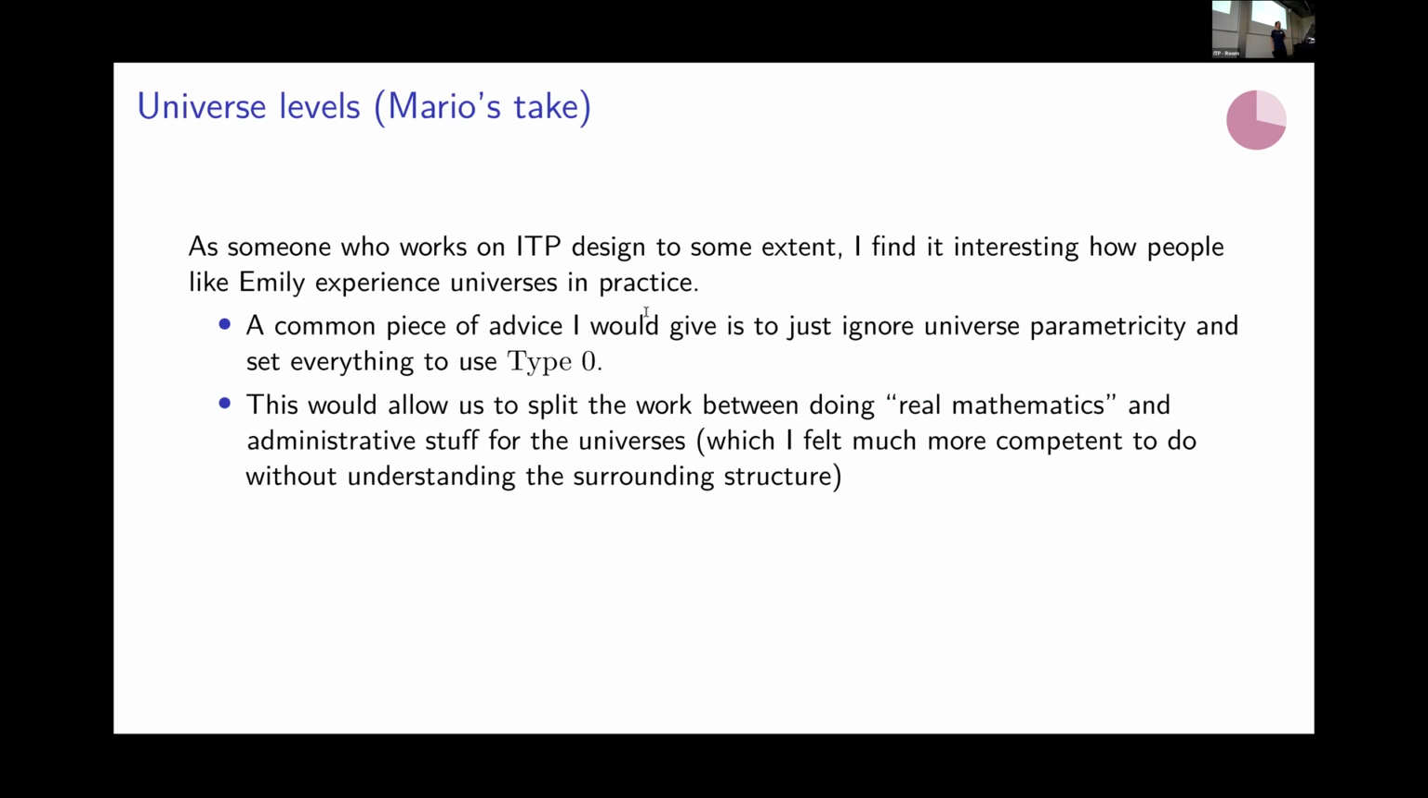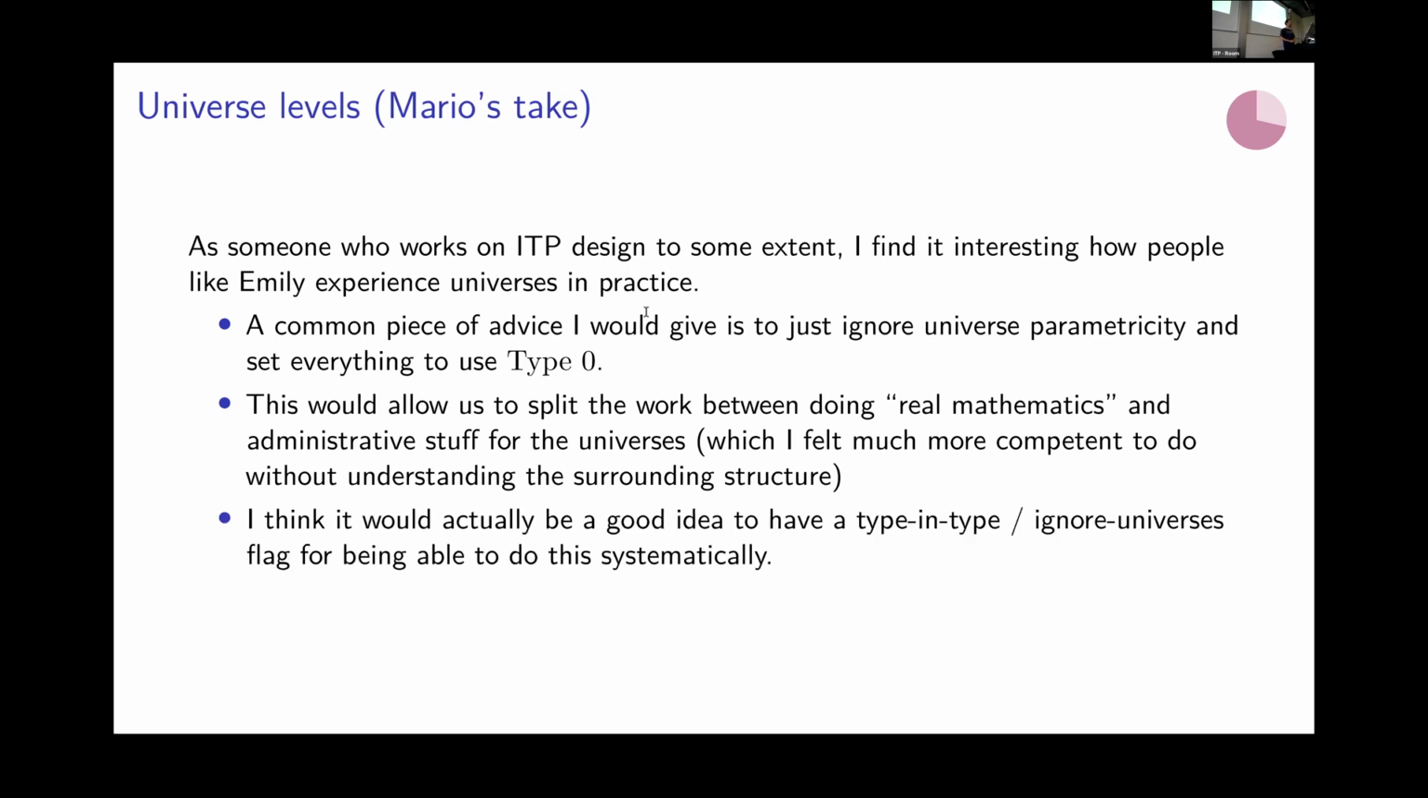And so I think this is a sort of division of labor situation. I felt competent to do the sort of universe stuff, but when someone talks to me about reflexive prefunctors, I don't know what they're talking about. So I actually think it would be nice to have the dark side that Emily talks about. I think that we should have a type-in-type flag so that we can just say, forget about the universes, let's do the easy mode version of a thing, and then we can later go in and fix the universes.